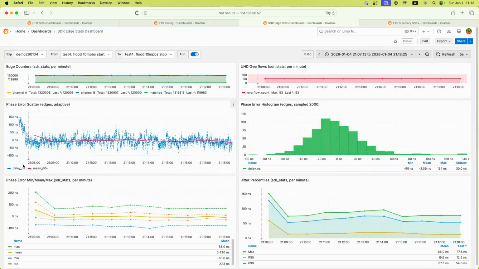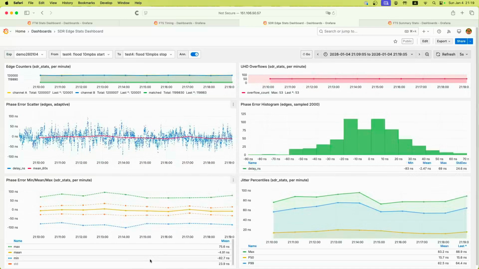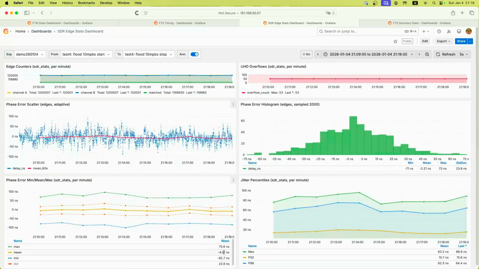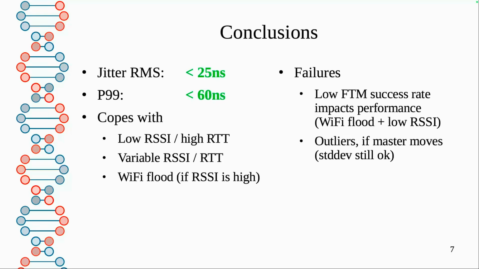And now we are looking at its performance after the flood has stopped. We can see that it's recovered pretty much immediately. And the jitter is back to normal values. P99 as well. Based on results of this test, we can see that FTS works in low signal strength and high time of flight conditions.